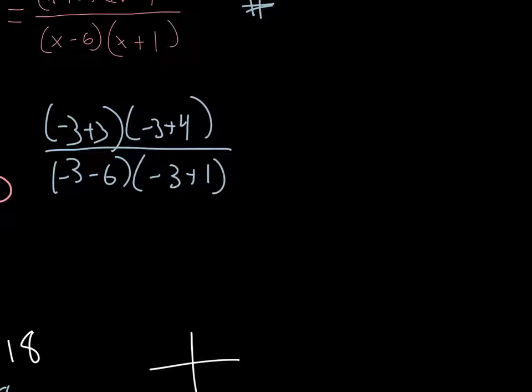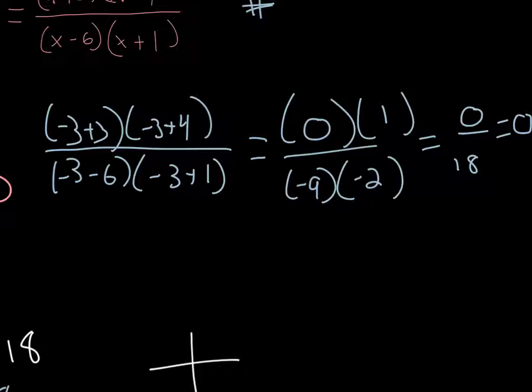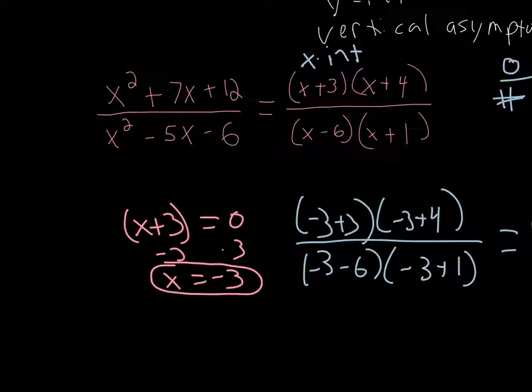So let's just take it this way for a second and get the structure set up. I see that -3 plus 3 gives me 0. -3 plus 4 is +1. -3 minus 6 down in our denominator is -9. And -3 plus 1 is -2. Once again, I just simplified this to give us this, and take it one step further. 0 times 1 is 0. -9 times -2 is +18. Well, 0 over 18 is still 0. So we have successfully proven that -3 will give us an x-intercept.